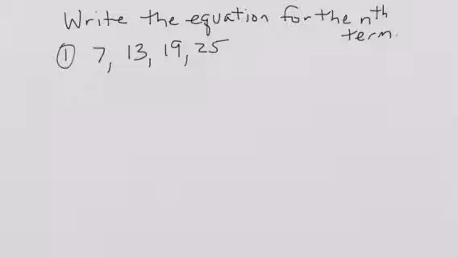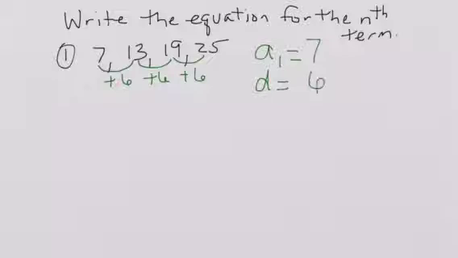All right, so let's see how this works. The first thing that we're going to do is find our common difference. So from 7 to 13 is plus 6. From 13 to 19 is plus 6. From 19 to 25 is plus 6. So our common difference, actually let's start with our A1. Our A1 is 7. That's our first term. And our D is positive 6. And those are the two things we need to know in order to use our formula.